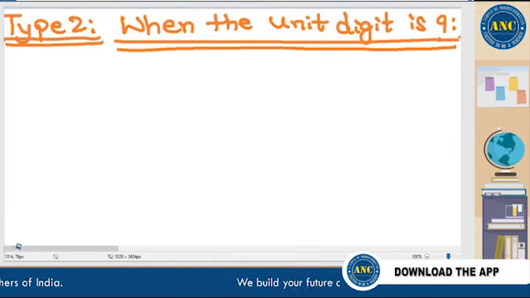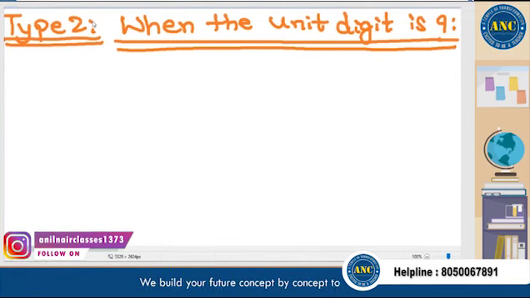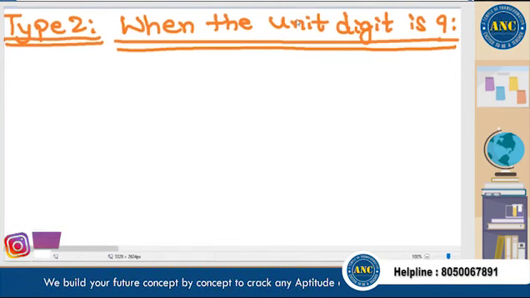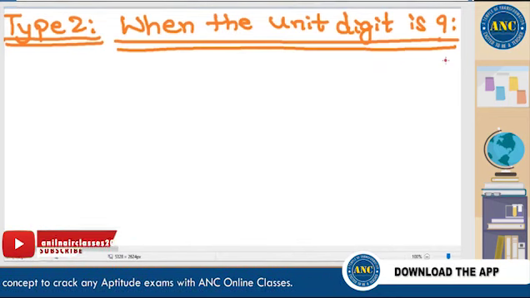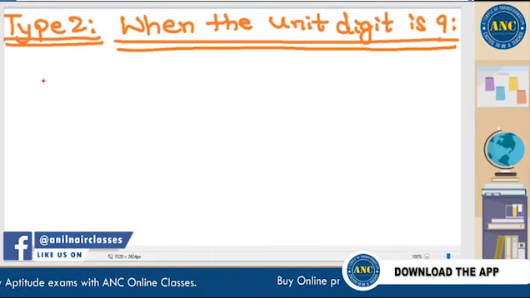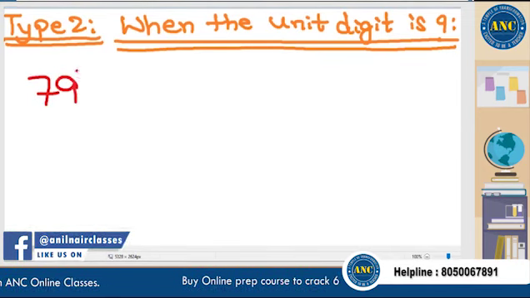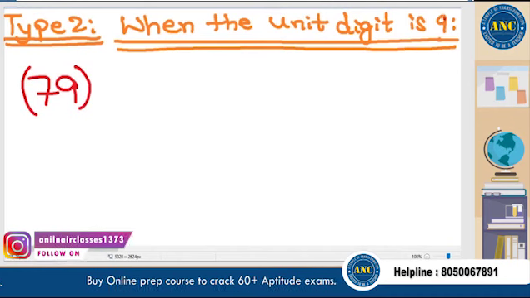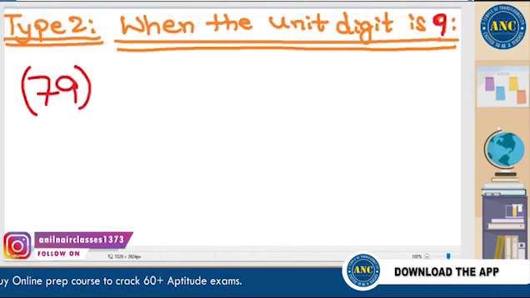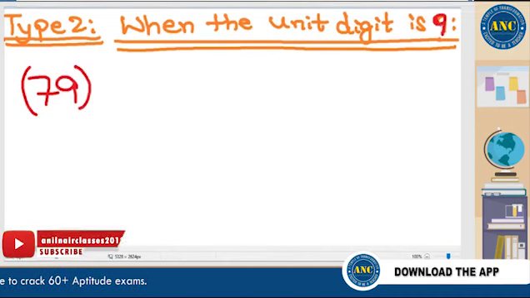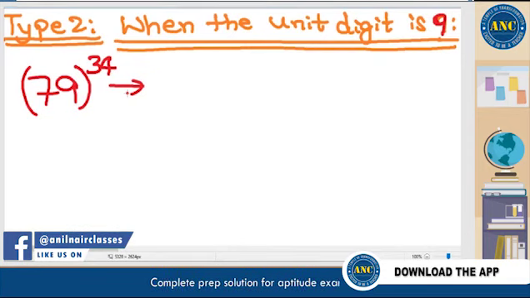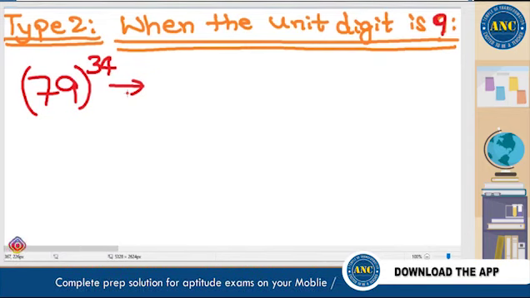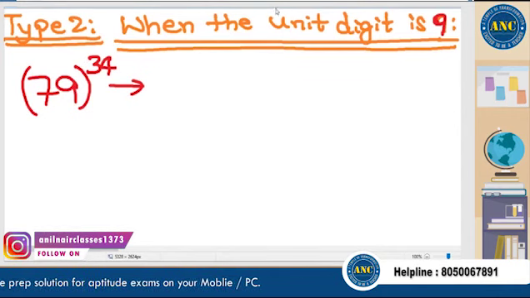Type 2. When the unit digit is 9. Now, listen to this carefully, sir. Do not write anything. Take any number, whatever you like. Suppose, for example, I take the number 79. Why 79? The unit digit is 9. That is the type I am discussing. You can take any other number where the unit digit is 9. Suppose 79, and take any power of your choice, for example, 34. Listen to the first problem carefully. If you understand the first problem, the next 2-3 problems you will answer very fast. Now see here, sir.